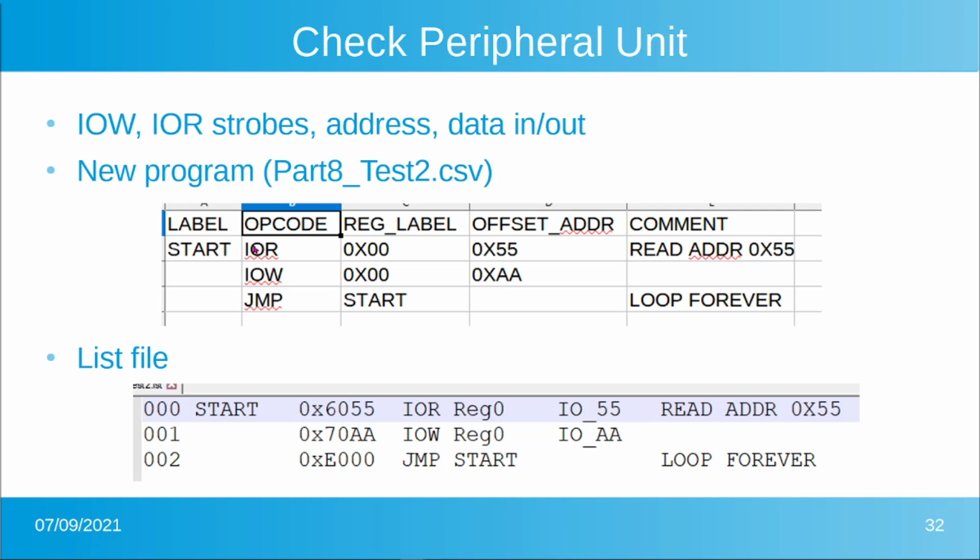So let's do a little test program here and have our test program load register 0 with the value of 55, and then do an I/O write of that register to address AA. So I'll have two different addresses. Now there's nothing in the peripheral design that indicates that there are no devices out there, so this isn't really doing anything, but we ought to be able to look at the strobes and everything. The list file it generates has exactly what you'd expect mapped from up there.